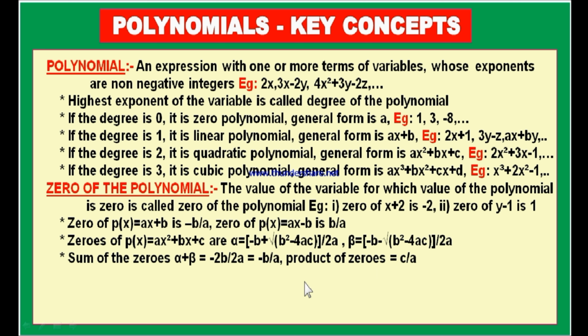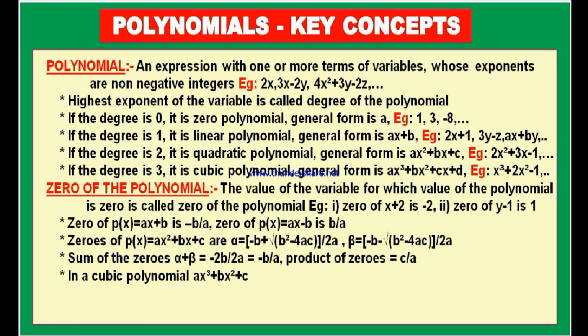What is a, what is b, and what is c? a is nothing but the coefficient of x square, b is the coefficient of x, and c is the constant term. Then the sum of the zeros alpha plus beta is minus b by a, meaning minus of the x coefficient by the x square coefficient. And the product of the zeros is c by a, that is the constant term by the coefficient of x square. This is the product of the zeros.